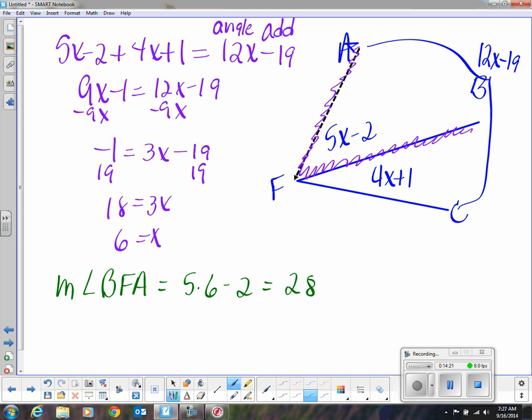Other questions? Yes. I got 3 equals 3x minus 1. Where? Here? Okay, did you do 5x minus 2? I did 4x plus 1 plus 5x minus 2 equals 12x minus 19. And did you get 9x minus 1? I got 9x plus 3. What's a negative 2 and a positive 1?